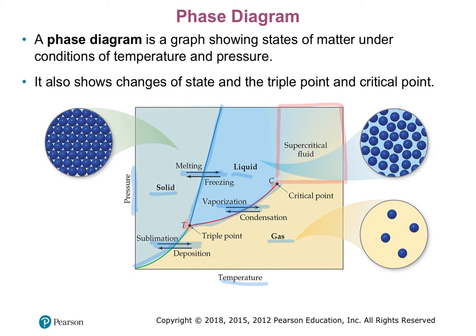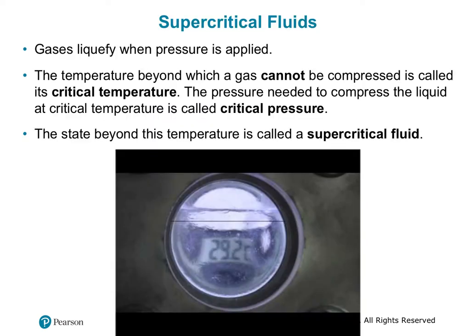And in class you'll see a video. I'll post a link so you can watch it on your own time as well. Supercritical fluids are gases that liquefy when we apply pressure. If we increase the temperature, we cannot compress it back into a liquid. So we won't ever see a meniscus again, which is what you'll see in this video. That temperature is called the critical temperature, where you can't compress anymore, and that pressure is the critical pressure. Anything beyond is that supercritical fluid.